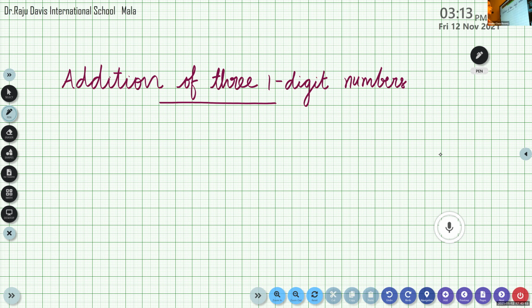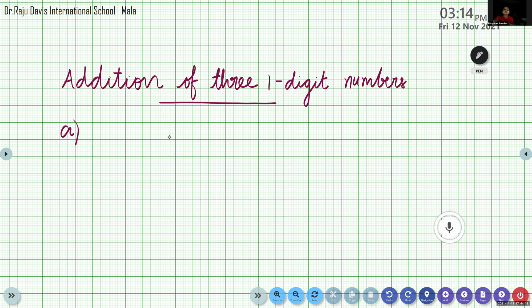Let's write one example. So here we have the first one. And the question is 3 plus 5 plus 7. You have to write.